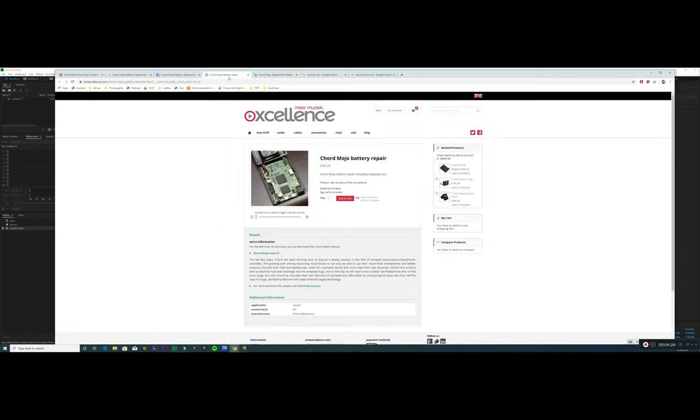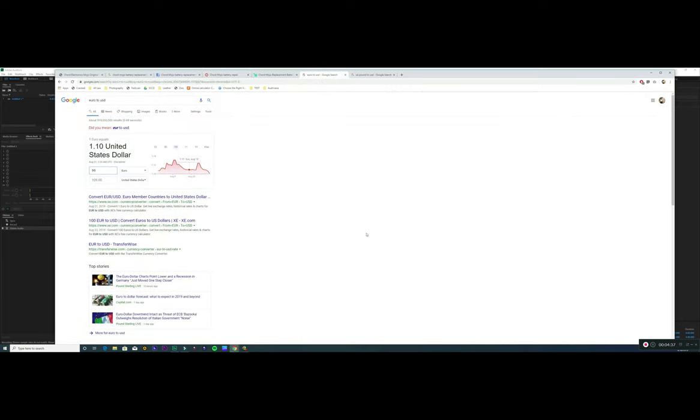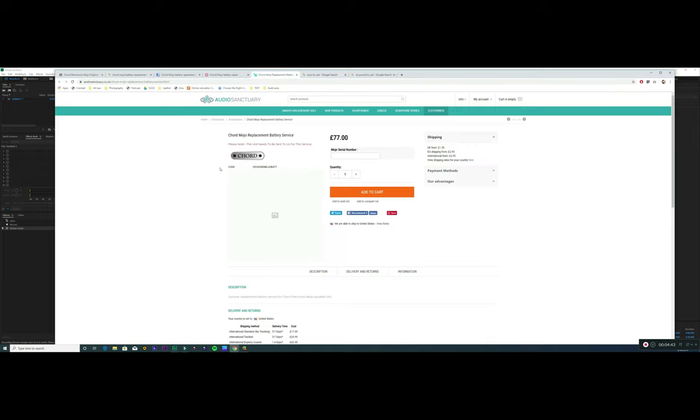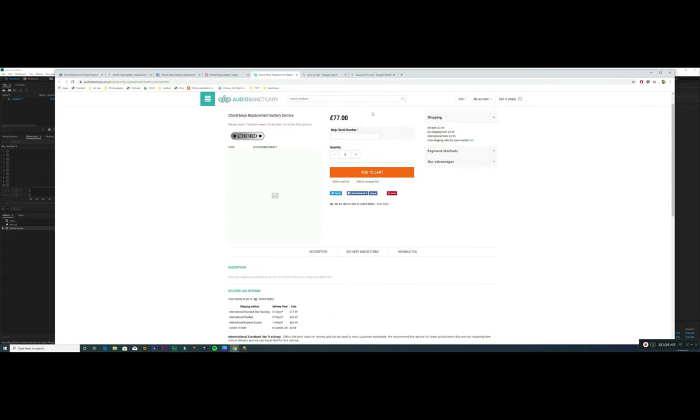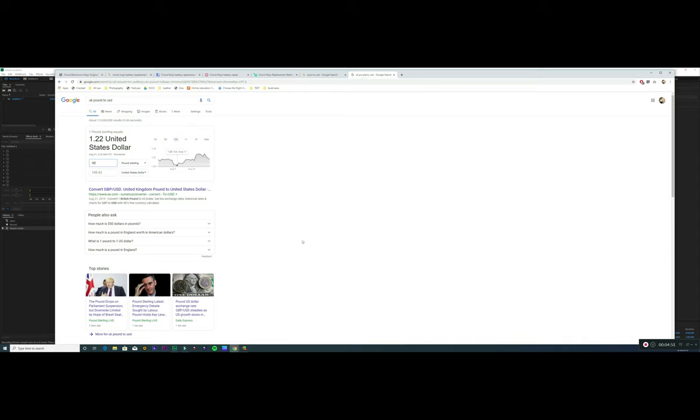Well, remember, as I said, it's 99 euro plus whatever the shipping cost and VAT and all that stuff happens to be. 99 euro to United States dollars comes out to $109. What about the Chord Mojo battery replacement from Audio Sanctuary from the UK? £77 plus roughly, I don't know, £20 to £30 for shipping comes out to about $109. This seems to be a trend.